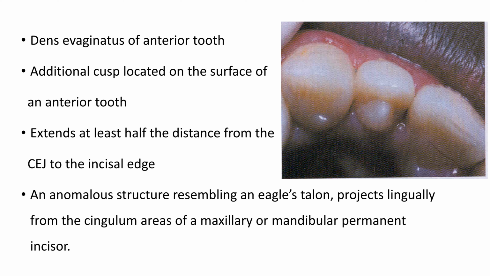In the picture you see there is an accessory or additional cusp which is present on the lateral incisor. The talon cusp is an anomalous structure resembling an eagle's talon that projects lingually from the cingulate areas of the maxillary or mandibular permanent incisor. In the picture you see here is a talon cusp.